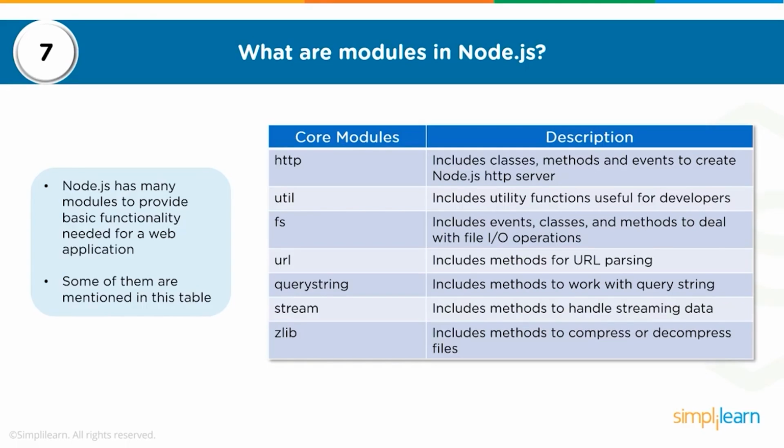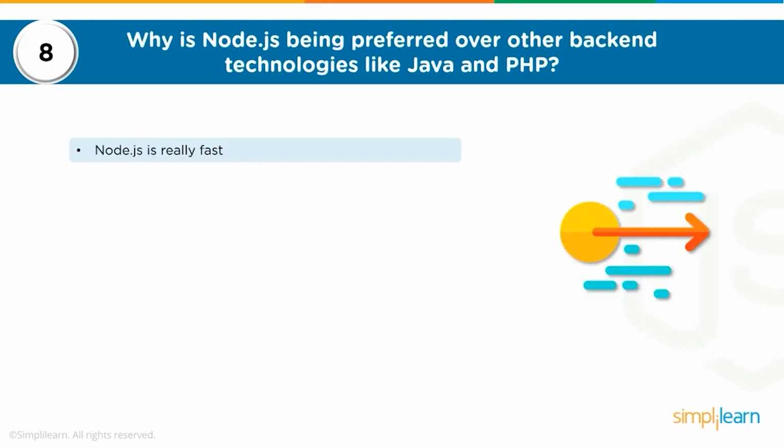A question you're going to be asked is, why is Node.js preferred over backend technologies such as Java and PHP? Particularly with Java, it's a very mature, stable language. It's been around for more than 20 years. PHP runs some of the most powerful and largest websites out there, such as Facebook.